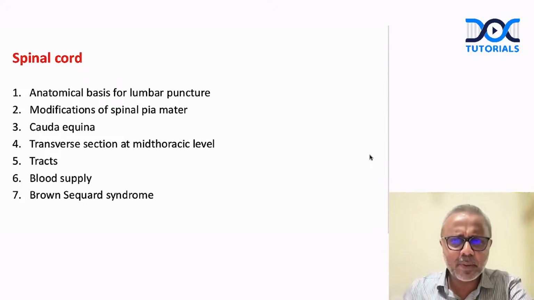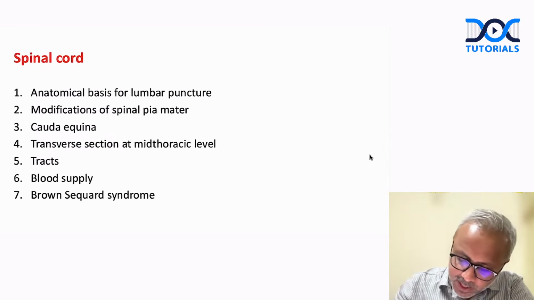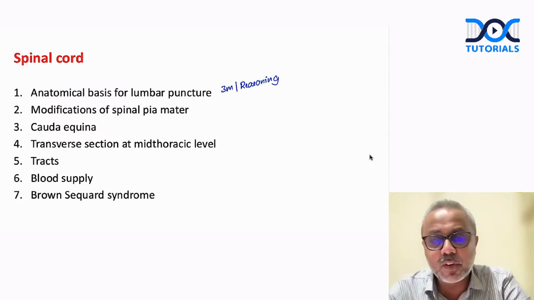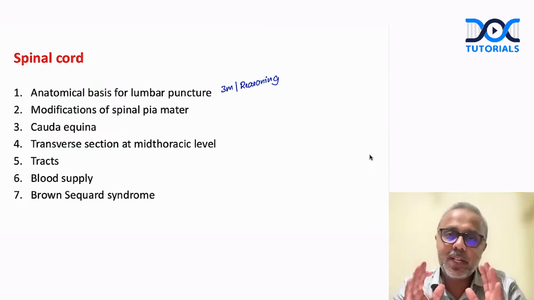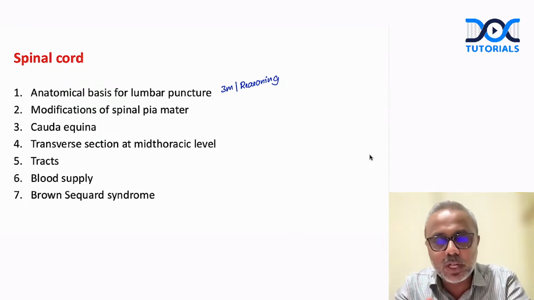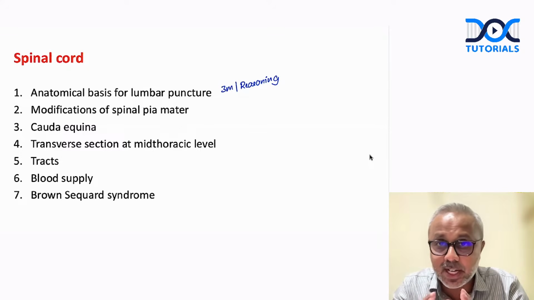In the anatomy of spinal cord, you often get 3-marker questions, right? So 3-marker questions are the reasoning type of questions, right? On the anatomical basis for lumbar puncture. Where do we do lumbar puncture in case of children? Where do we do lumbar puncture in case of adults, right? In case of children, we do it between the intervertebral disc of L4 and L5. In adults, we do it between the intervertebral disc of L3 and L4.